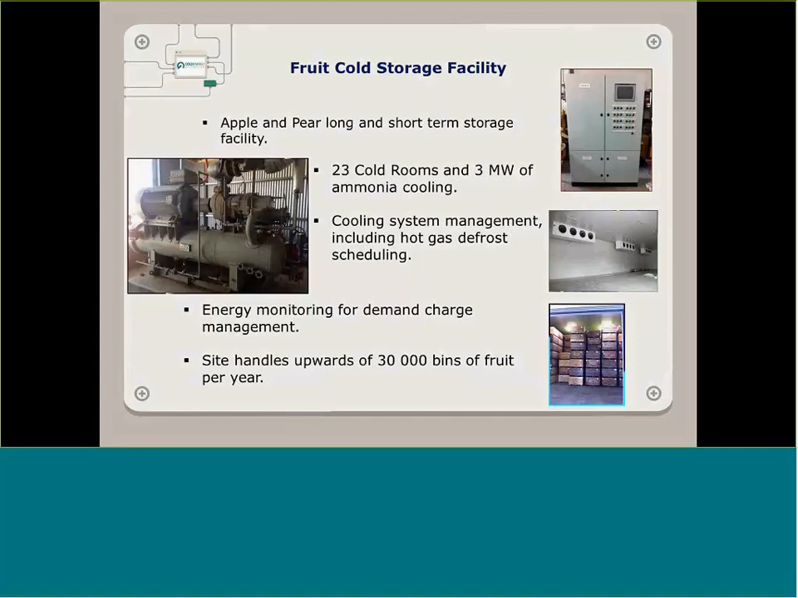Indusoft monitors the cooling system and room conditions on site. It also does some scheduling and actually initiates the hot gas defrost for each room. The total site energy is also monitored, and this data is critical for the customer so he can adopt his own energy management strategies and also demand tariff limiting, to make sure that at any one time he's not running more plant than he should, to prevent excessive energy bills. The facility handles upwards of about 30,000 bins of fruit a year, and they can't really afford for any kind of failure.